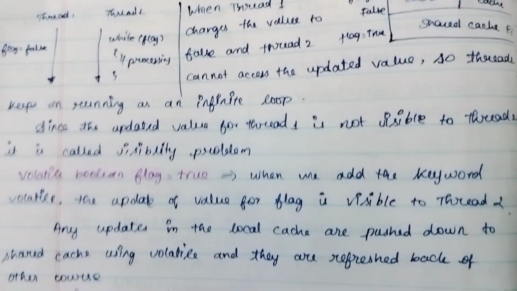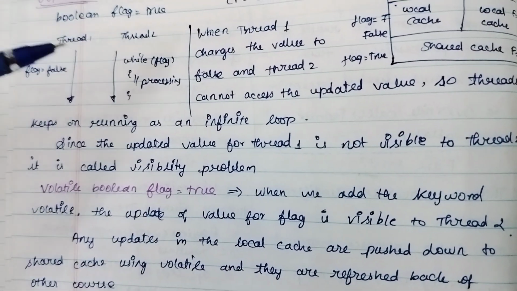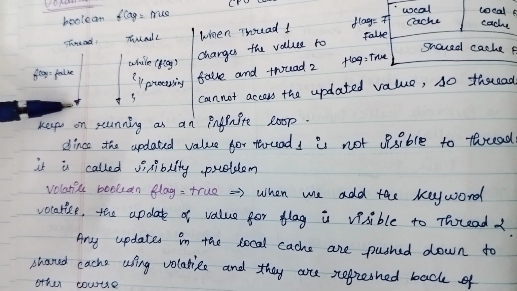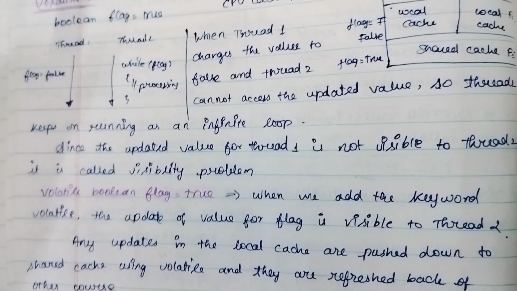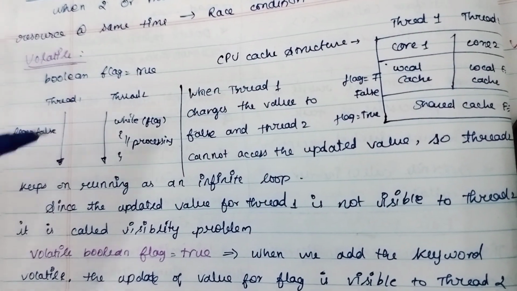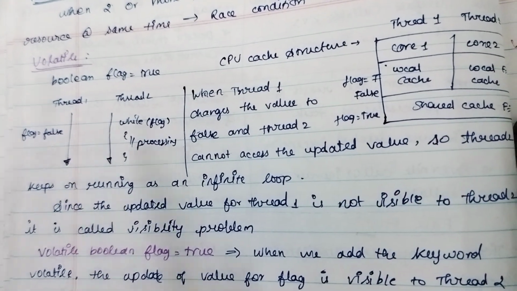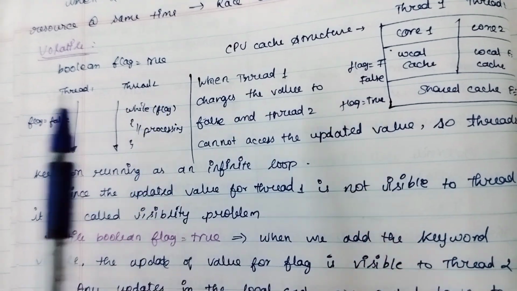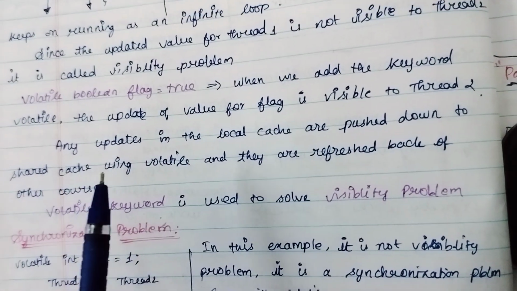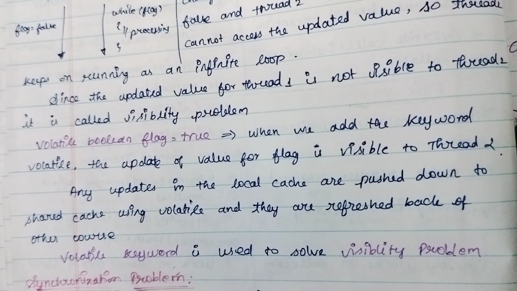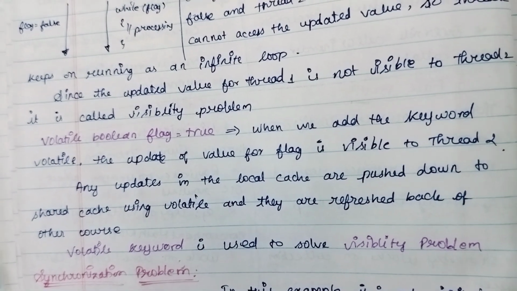Simply, these two threads will be executed individually, but whenever we use a volatile keyword, it will share the resources with respect to the local cache, and that's how it will execute. This is how the volatile keyword is generally used to solve the visibility problem.